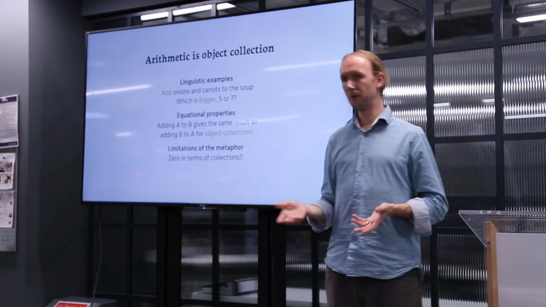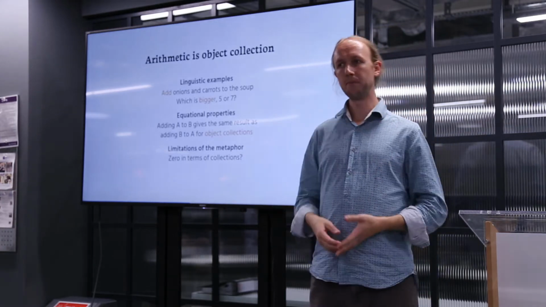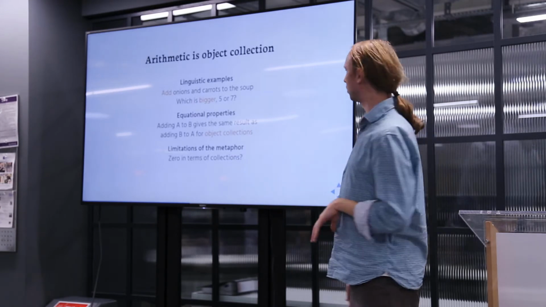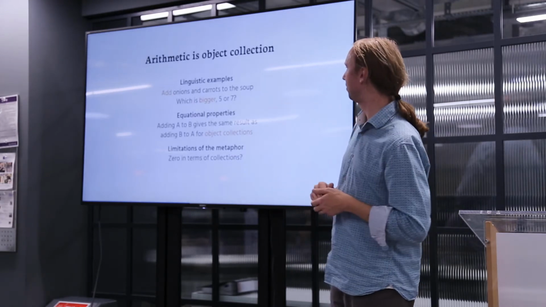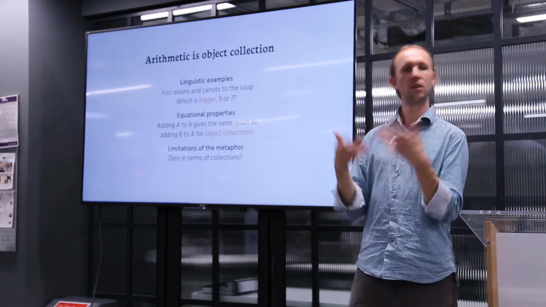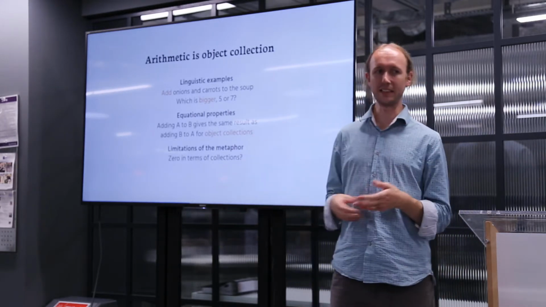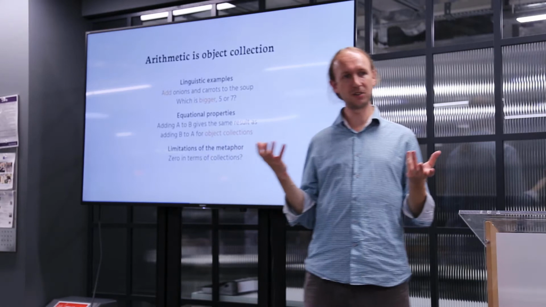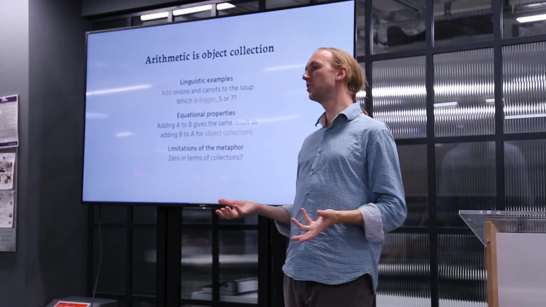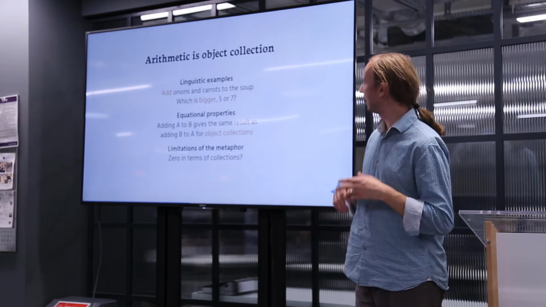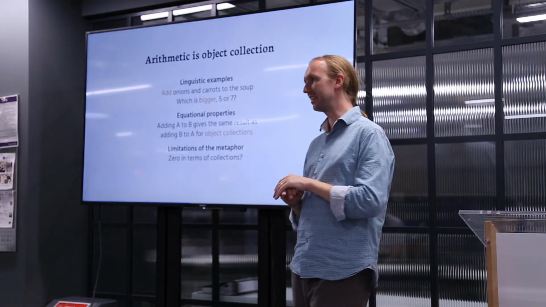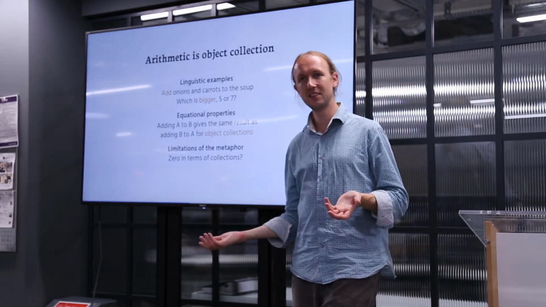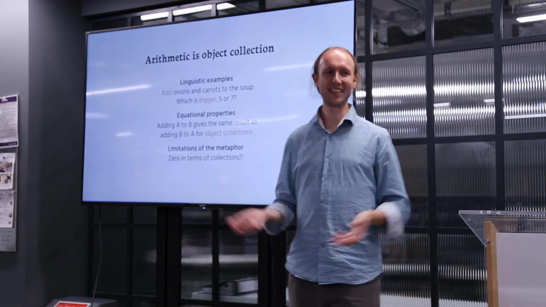It fits well with the equational properties, so the laws of arithmetic really come from fiddling with stuff and containers. So this is an example of the associativity rule, but lots of other rules will work in the same way. It does have some interesting limitations. So if you're thinking about stuff in a container, there's no easily understandable natural zero, because you never have a box containing 0 apples, or a box containing 0 oranges.